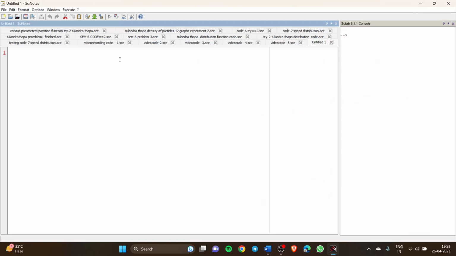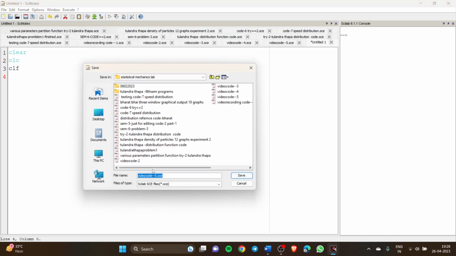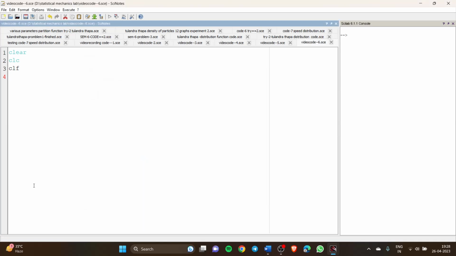So now let us write clear, CLC, CLF. Now this is code number 6. Let's save it as first only. Now we have to first define the value of the constants.